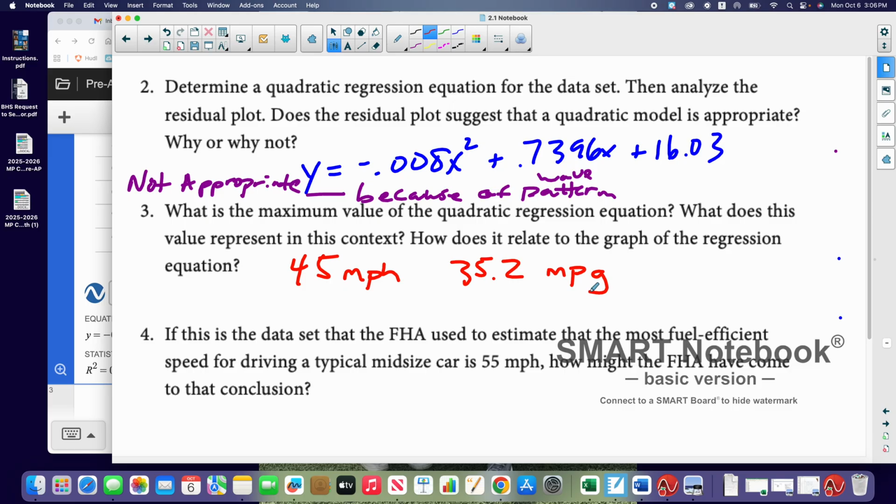Now, if this is the data set that the FHA used to estimate the most fuel efficient speed for driving, a typical mid-sized car is 55 miles an hour, how might they have come up with that conclusion? Because that's not the conclusion we got running the quadratic regression. How might they have come up with the conclusion that set the miles per hour at 55? Thoughts? Why did they set the speed limit at 55 miles an hour?